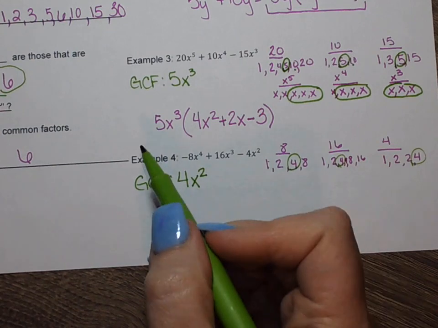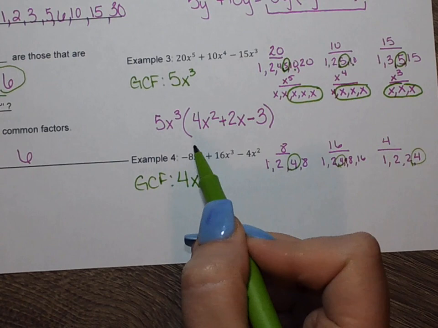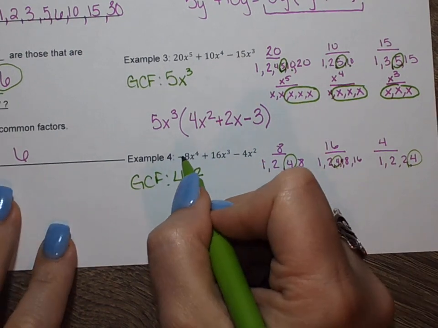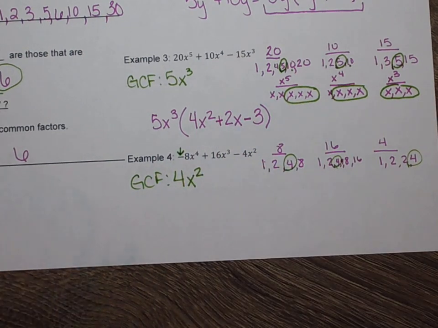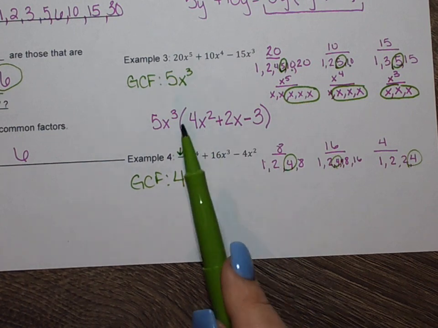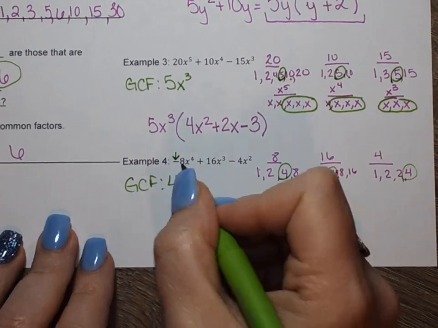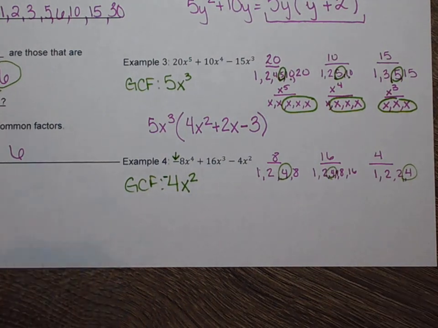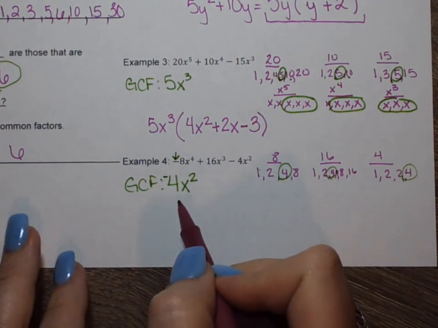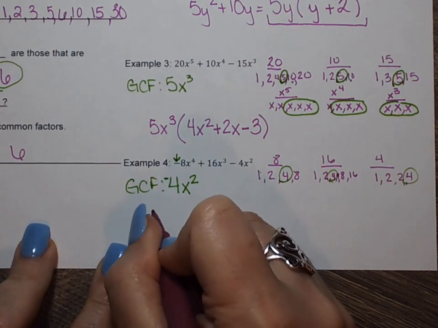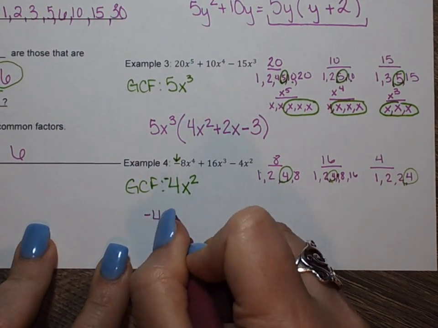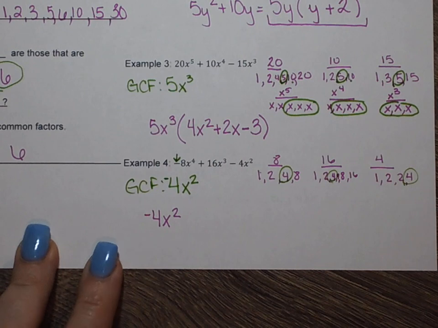One other thing is that if this leading term right here is negative, we try not to have that leading term be negative. So what I want to do is factor a negative out with everything else that we're doing. So if this leading term is negative, let's just go ahead and factor a negative out. So this GCF is going to be a negative 4x squared. So now let's talk about how that affects everything else as we factor that GCF out.